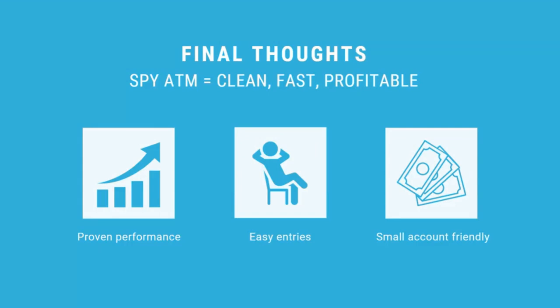So, some final thoughts. SPY ATM is clean, fast, and profitable. We have proven performance. We'll provide you with the trade logs from January 1st, 2024 up until today. Later in the live stream, we'll probably go through a little bit of the Discord and show you some people's actual screenshots and comments of their profits. The entries are easy. You're trading the same ticker at the same time every day. There's a clear stop loss and take profit target. And again, it's small account friendly. You can do this with a $2,000 cash account and you don't have to worry about any pattern day trading rules if you're using a cash account.